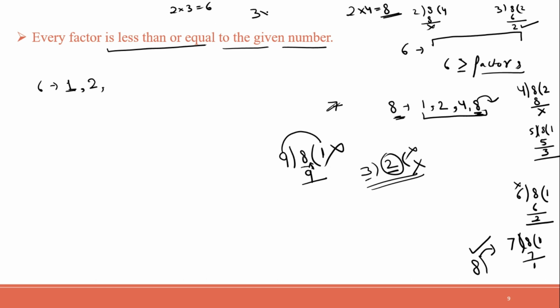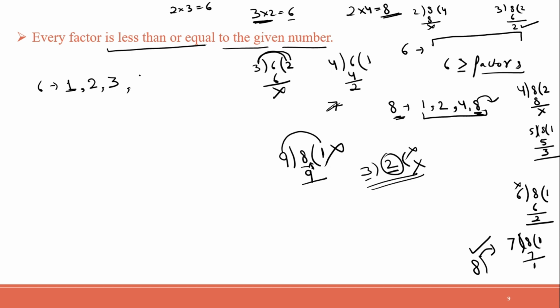Now check for 3. 3 into 2 is 6. So 3 is also a factor because if I'm getting 6 by multiplying 3 with any number, that means it is a factor. See, this is what I am doing: 3 into 2, 6. No remainder left. So 3 is also a factor. Now let's check for 4. 4 into 1, 4. Remainder 2. 4 is not a factor. Similarly, 5 will also leave a remainder 1.